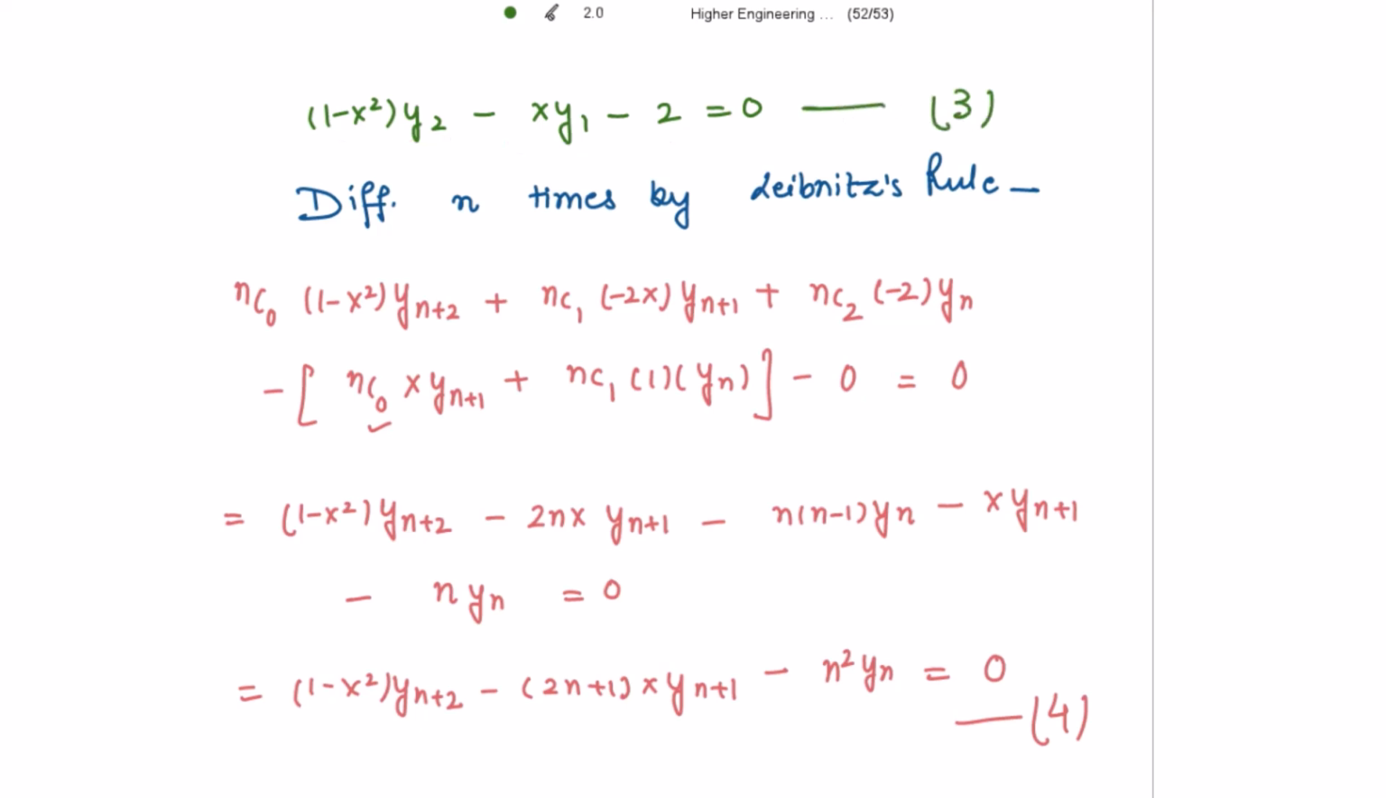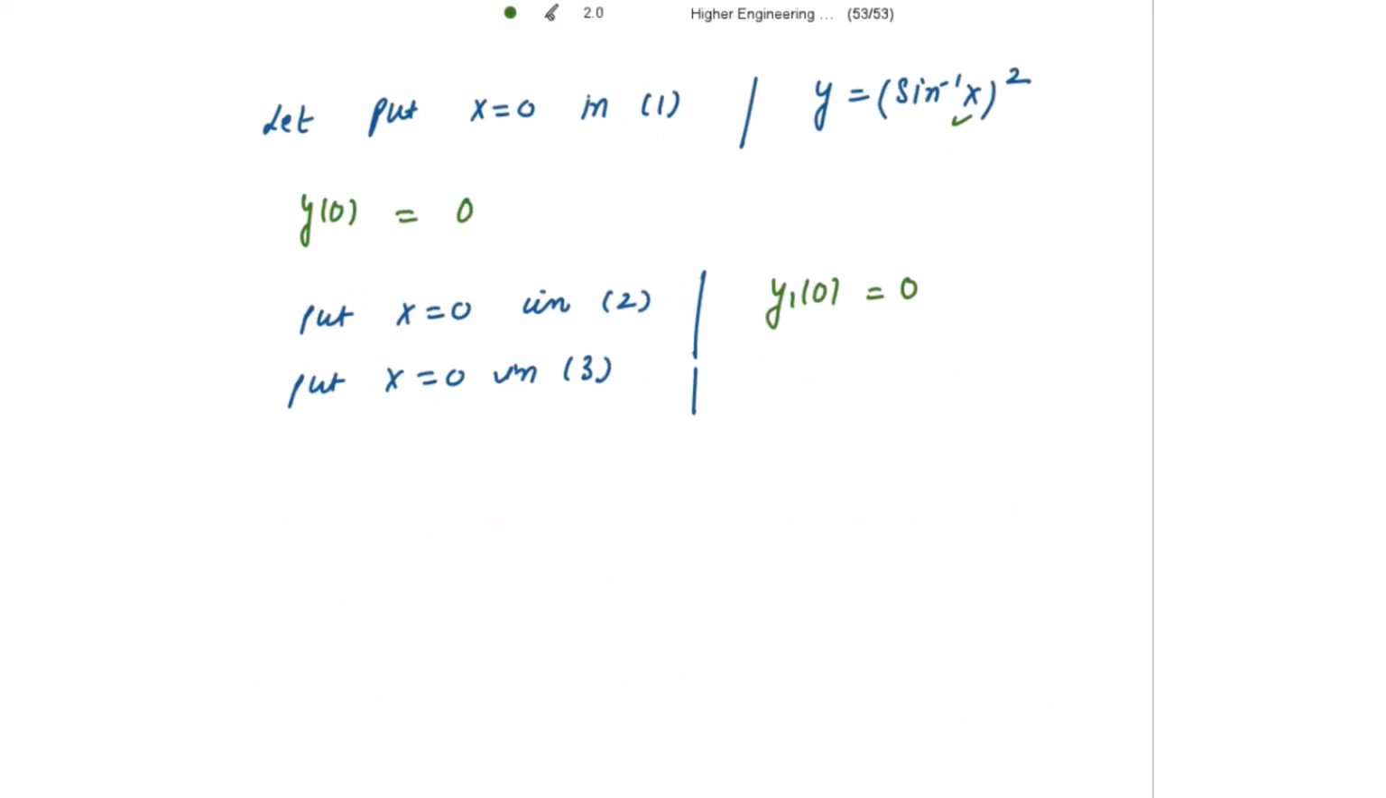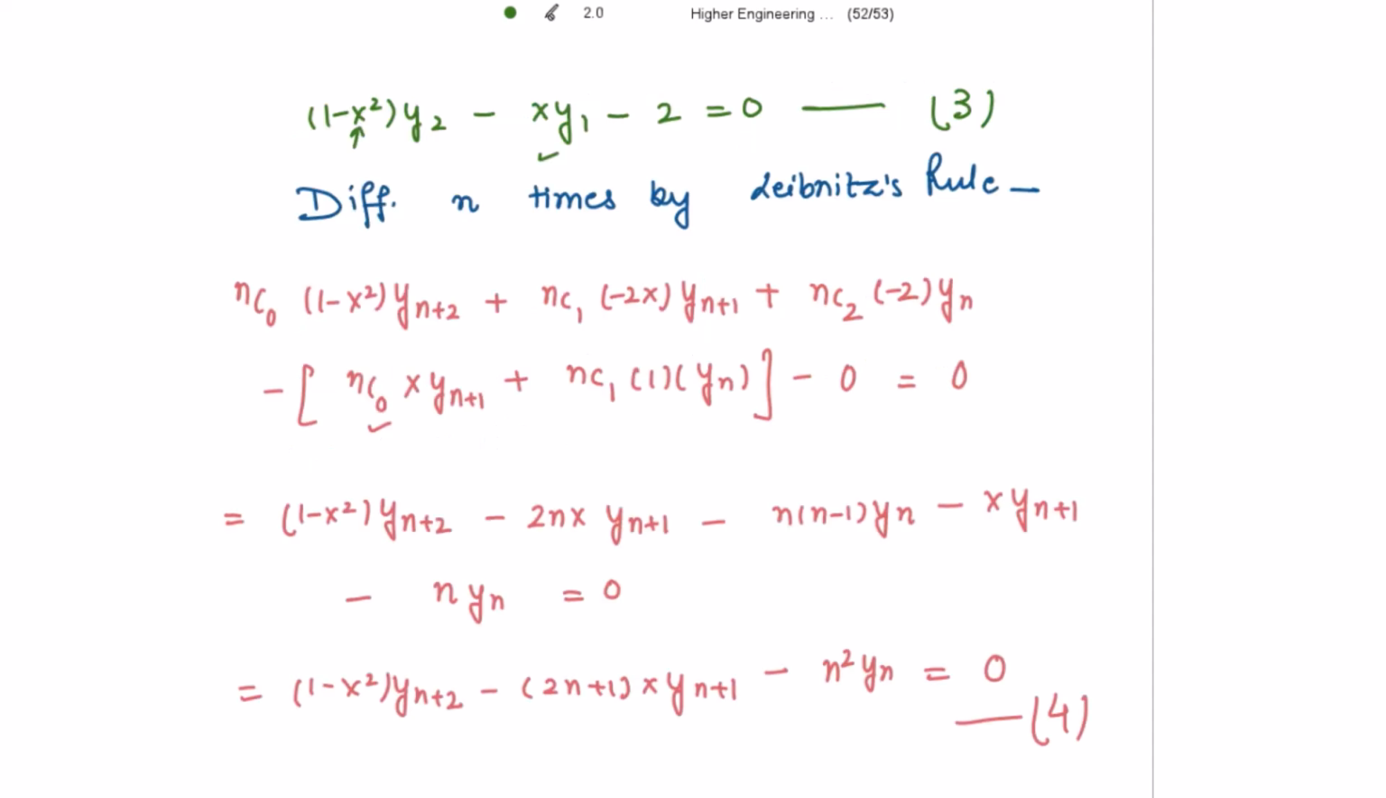So from here we get x equal to 0, first term is y2 minus, second term becomes 0 and then minus 2, right? So this is y2 0 minus 2 equal to 0. That is y2 0 equal to 2. Very fine. Now let's put x equal to 0 in equation 4. We can get the sequence of derivatives at x equal to 0. So from here, if x equal to 0, we get yn plus 2 for the first term minus, second term vanishes, and then minus n square yn 0, right?